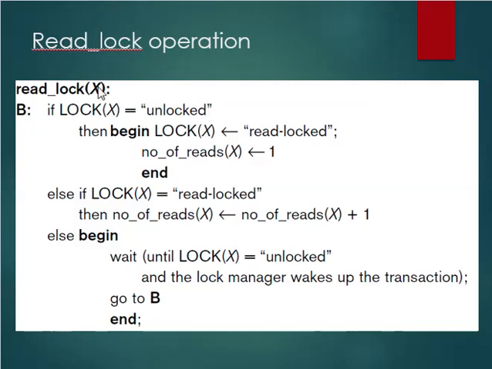So the body of the read lock function is: if lock of X is equal to unlocked, that indicates the data item is currently in unlocked state, nobody is holding a read or write lock. Then begin, lock of X is equal to read lock. So a particular transaction is going to make a read lock, only going to read the data item X. It first has to make lock of X equal to read lock. So the value of lock of X is changed, and we get into this begin-end block only if lock of X is equal to unlocked.